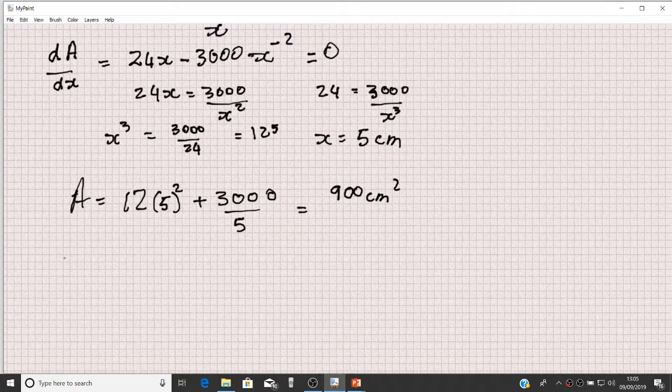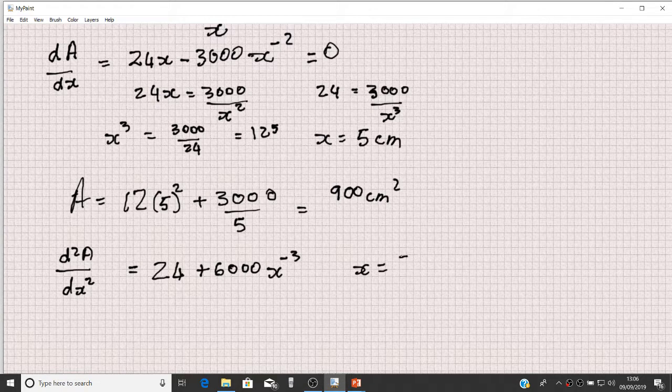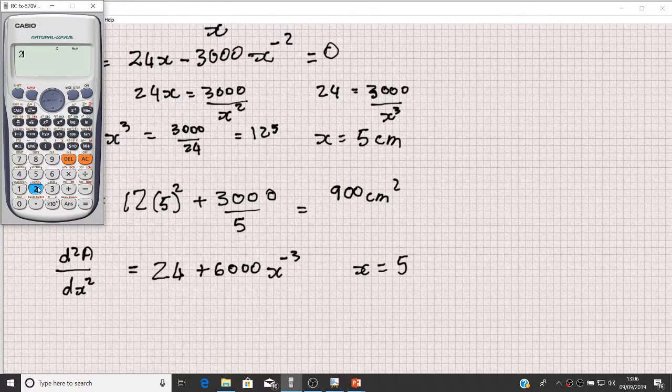To confirm it's a minimum, we'll get the second derivative, d2A/dx squared equals, so we're getting the second derivative, so we have 24. Negative 2 times negative 3000 is positive 6000. And that is x to the power of minus 3. And when we sub in x equals 5, we will indeed get a positive value. Let's have a quick look at that. 24 plus 6000 times 5 raised to the power of minus 3, close brackets, and we get 72.